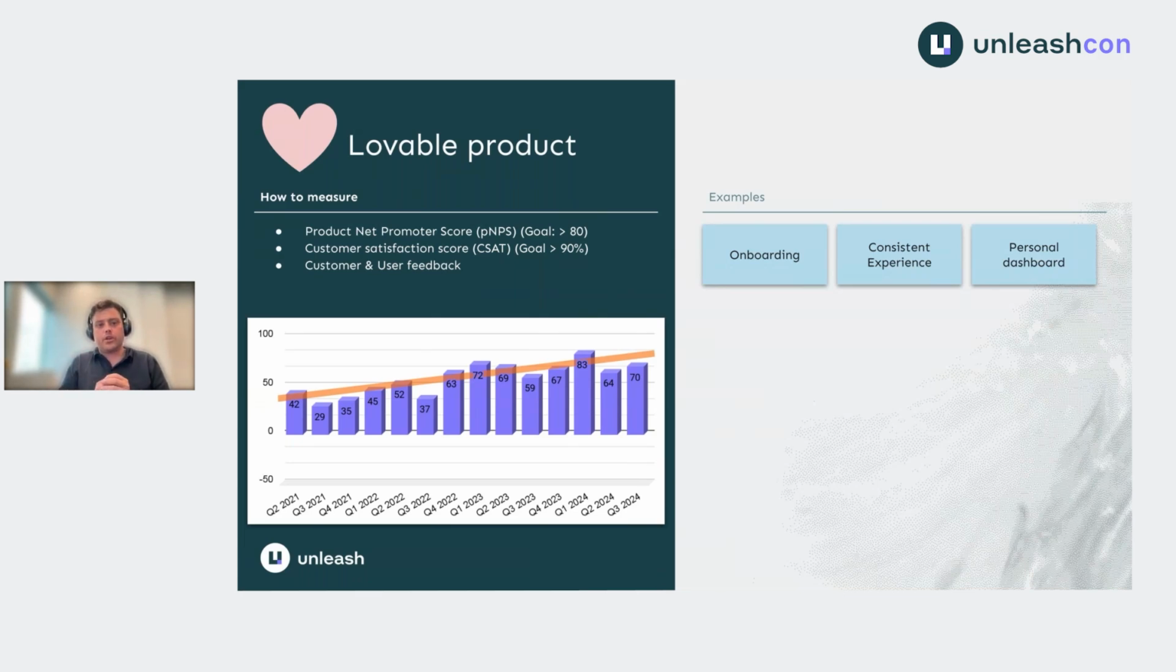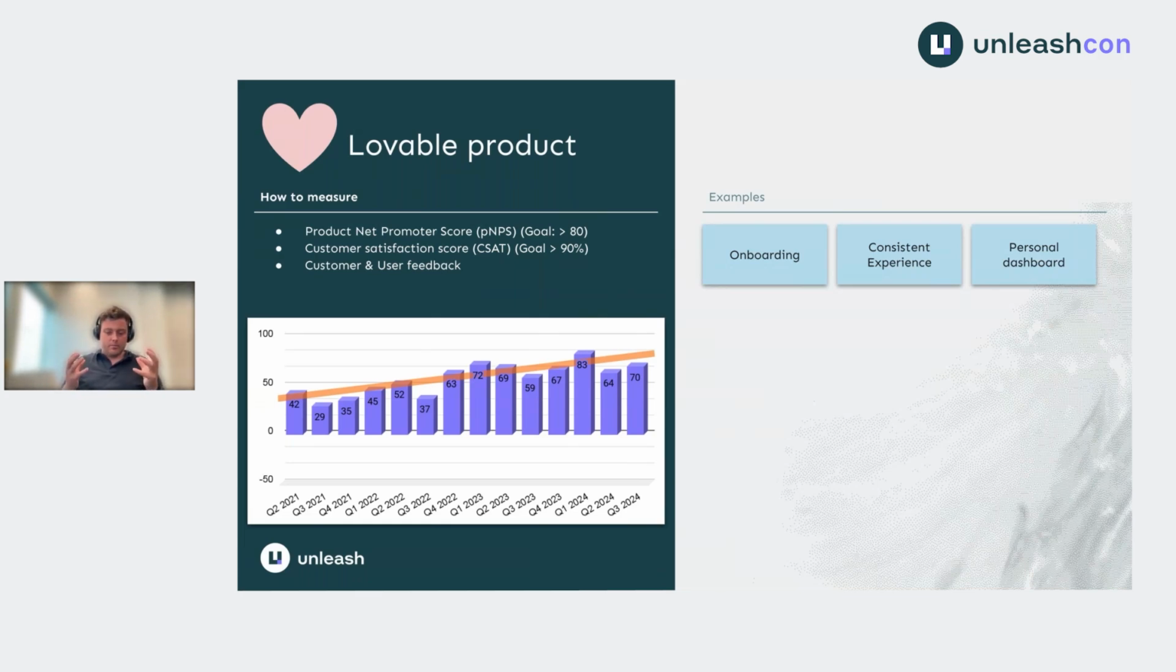And we have skyrocketing ambitions for Unleash. So currently in Q3, we have measured a PNPS score of 17, which is, by the way, considered world-class. We are not satisfied with that. We want to be at 80 at least, on a scale from -100 to 100.